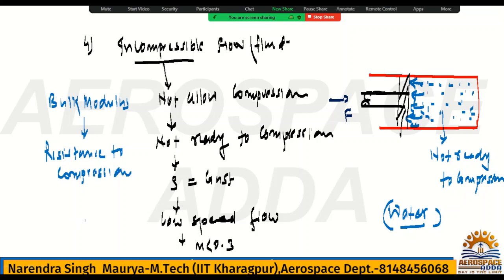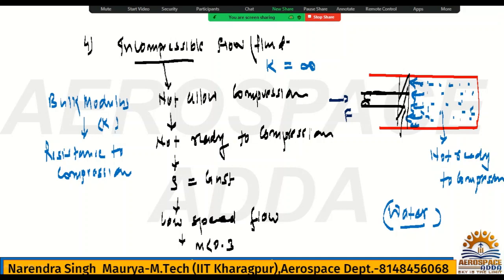Okay, resistance to compression means if you are trying to compress it, then bulk modulus means it will try to resist it. The resistance to compression is called bulk modulus. So it is very clear that for the incompressible fluid, bulk modulus approaches infinite. Approaches infinite means what? It is very high resistance to compression. Very high resistance to compression means it is not ready to compress easily. If it is not ready to compress, it becomes incompressible. Hope you understood. So bulk modulus is denoted by K.